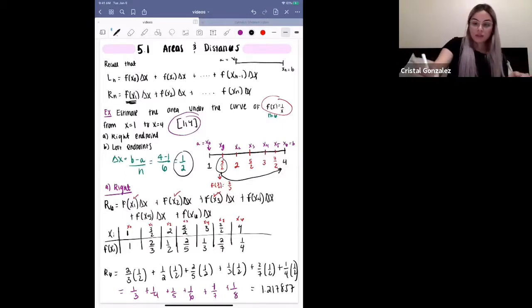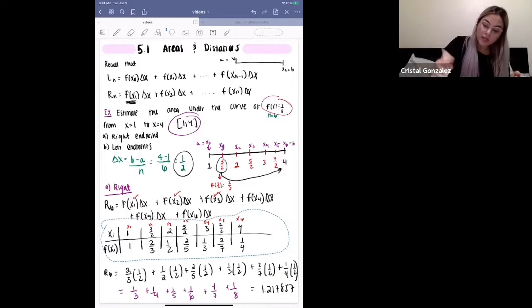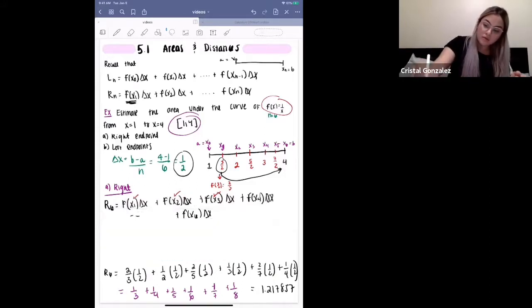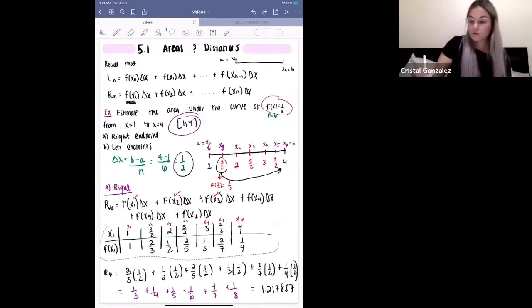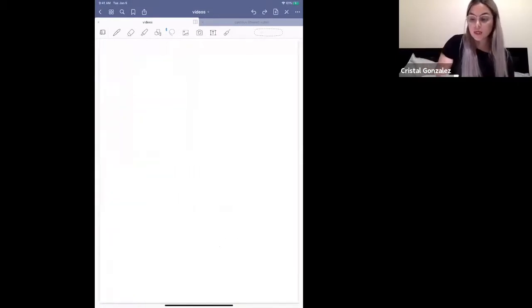Now this is really cool, because if we wanted to do the left endpoint, which we'll do on the next page, I'm just going to copy and paste this over so I don't have to write it again. Hopefully you can still see this, or you can flip the page.